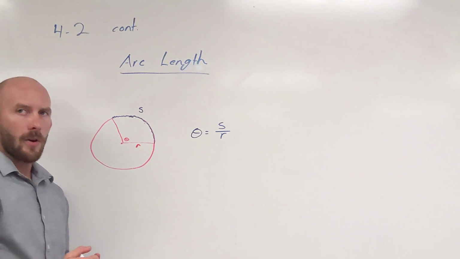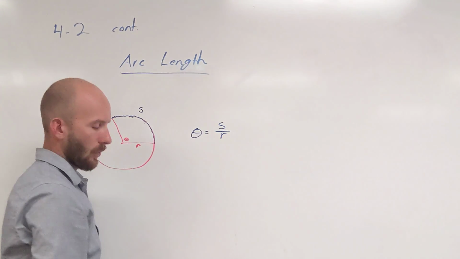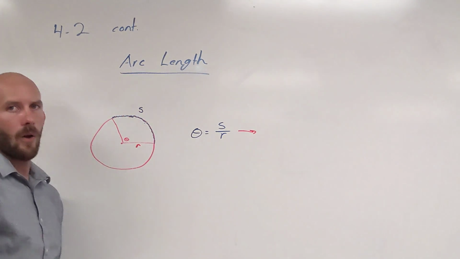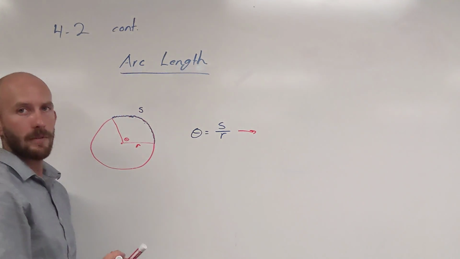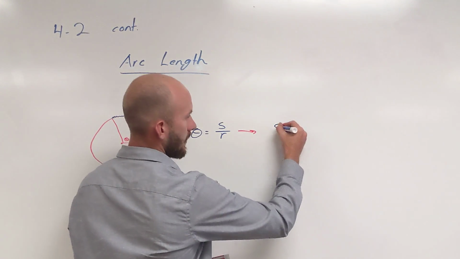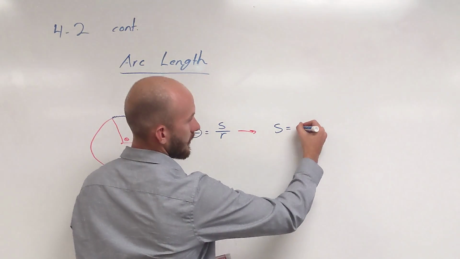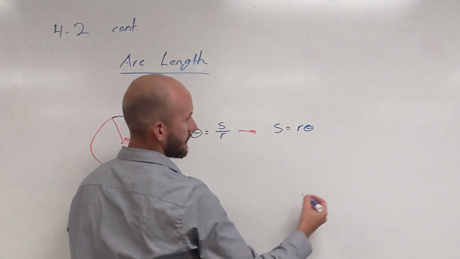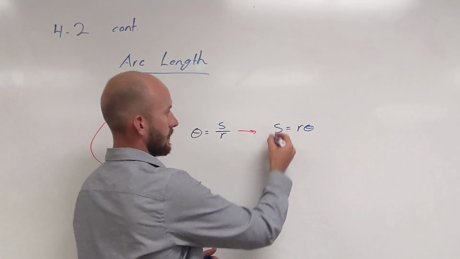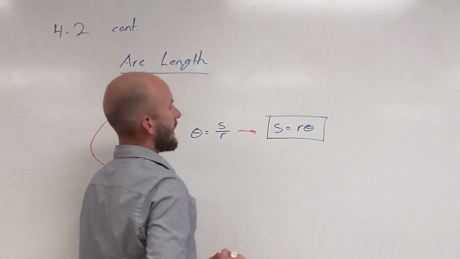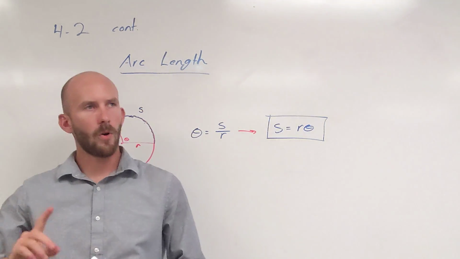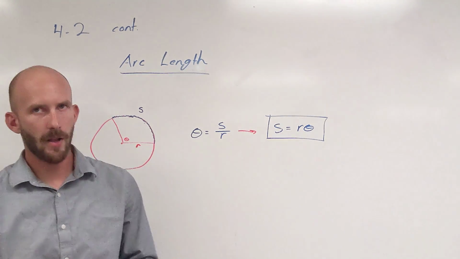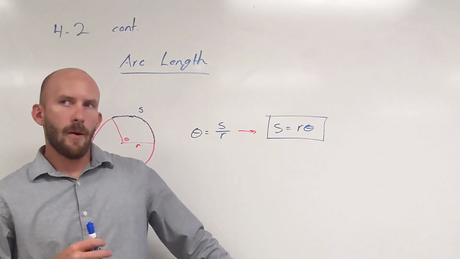So what we're going to do is basically rearrange this for arc length. If I want to get S by itself, we just have to multiply both sides by R. So arc length equals R theta. Is that all we're doing? That is our formula for arc length, but I want to clarify a couple things.